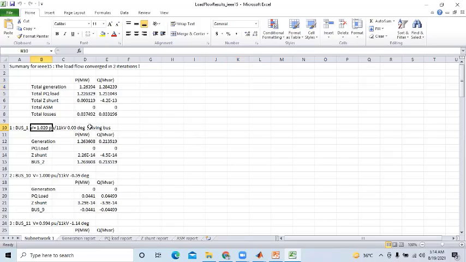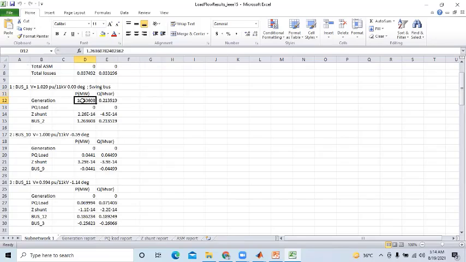And these are the voltages for bus number 1. Bus number 1 has a voltage of 1.020 per unit at 11 kV, and the angle is 0.00 degree, which is considered the swing bus. So at bus number 1, this is the total load generation. A swing bus has been considered as bus number 1, and a generator is connected there. So the total load demanded is equal to 0, and the total power generation is equal to this.